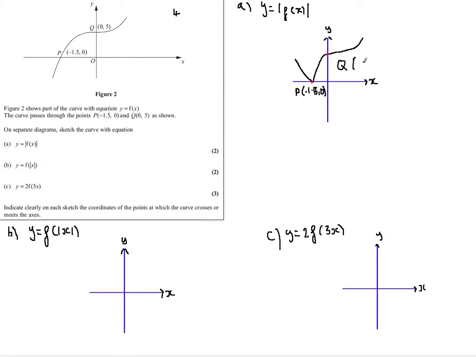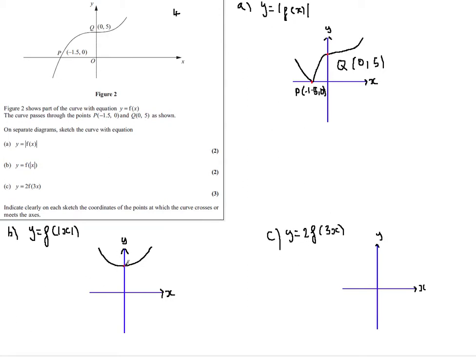For the second part, we're asked y equals f of modulus x. So the modulus sign is only around the x value. And what that means is that all x values which are negative disappear, and we have a reflection about the y-axis of all the positive values. So we're just taking this part of the curve and of the function and reflecting it in the y-axis, and that's what I've just drawn there.